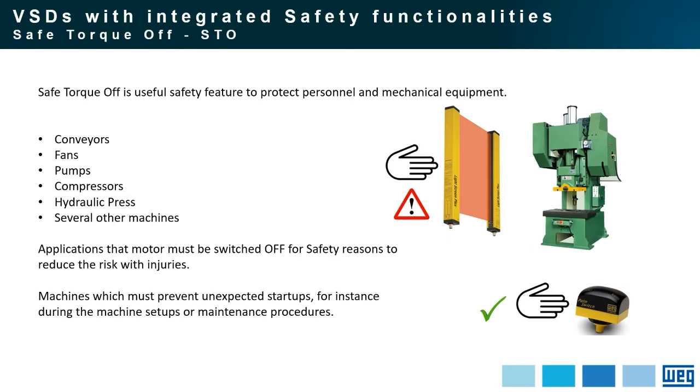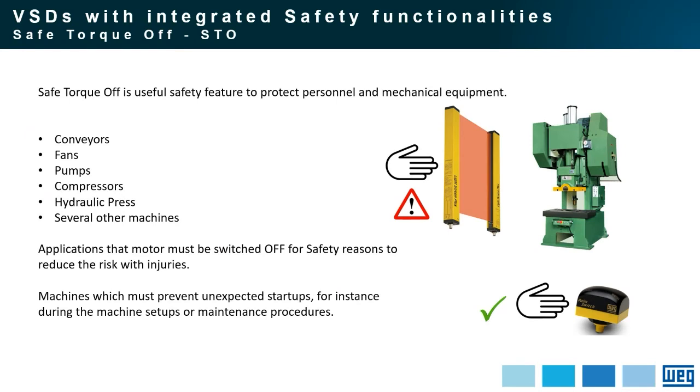Using the same example we spoke about before with the hydraulic press machine, it is possible, for example, to activate the safe torque off when the user is too close to this machine. For example, when the user crosses a light curtain, this light curtain may send a signal to the variable speed drive to switch off the motor and create a safe torque off condition.